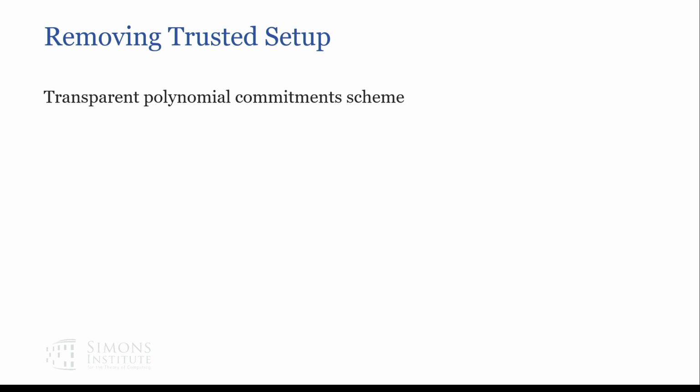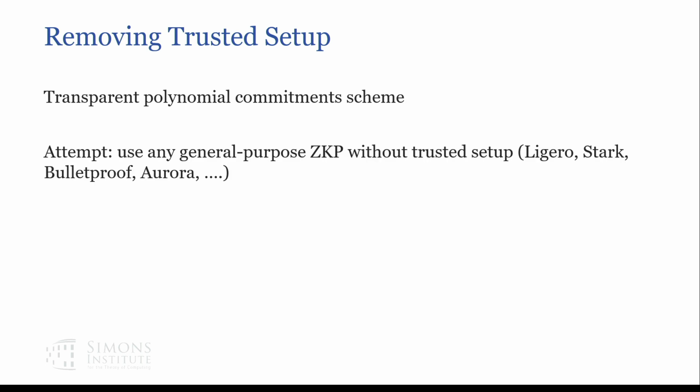So how do we remove it? We need a transparent polynomial commitment scheme without a trusted setup phase. And this is actually on the wish list of Ria's Christmas thing. Yeah, and here's a gift for his Christmas. Okay. So the first attempt is, how about we just use a general purpose zero knowledge proof without trusted setup?